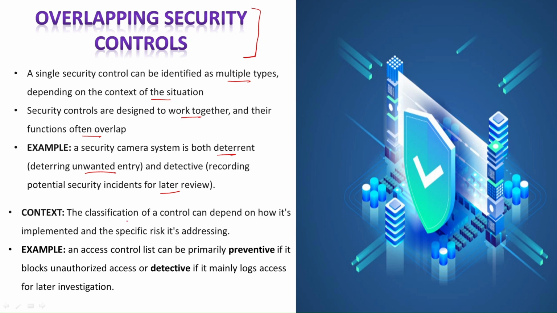So the context is that the classification of a control can depend on how it's implemented and the specific risk that it is addressing. For example, an access control list can be primarily preventive if it blocks unauthorized access, or detective if it mainly logs access for later investigation.